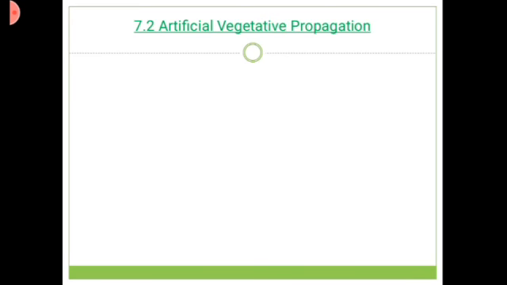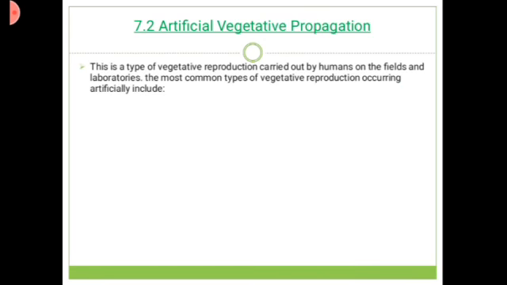So next one is artificial vegetative propagation. So what is artificial vegetative propagation? It is a type of vegetative propagation that is carried out by humans in the field or in laboratories. Humans perform some methods, and the most common types of vegetative reproduction are as follows.